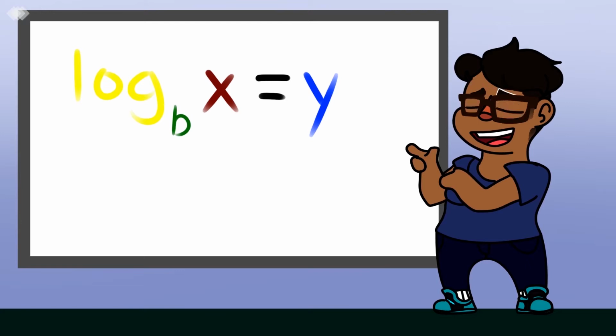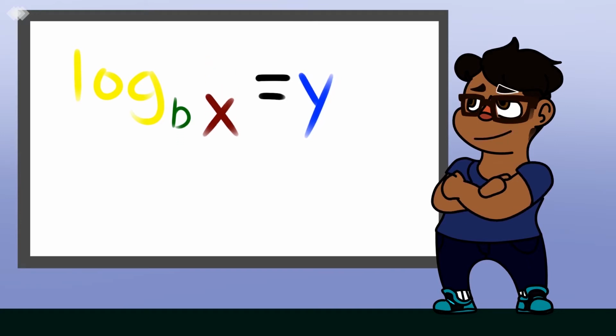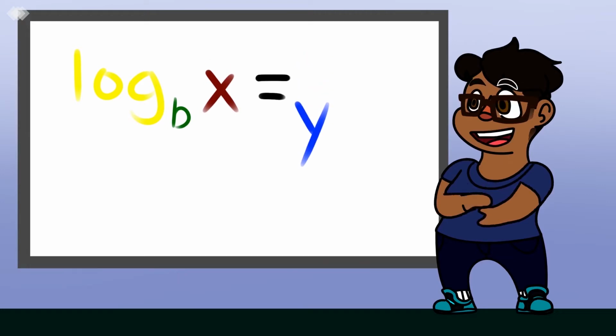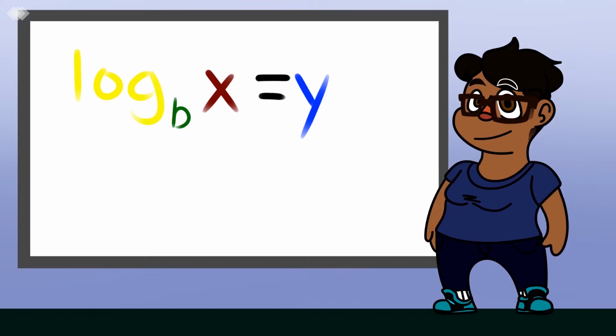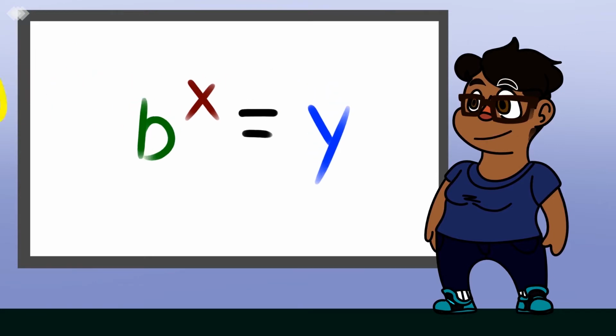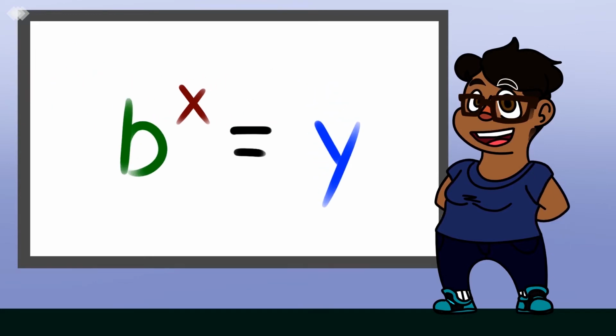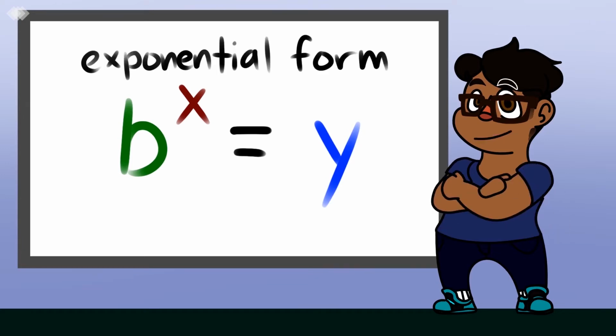How this works is, this little part is your base. The number next to your log is a result of applying a power to that base, and your answer is that power. When you rearrange it, it starts to become a bit more clear what you gotta do. This is called exponential form. To solve, you just need to remember your powers.